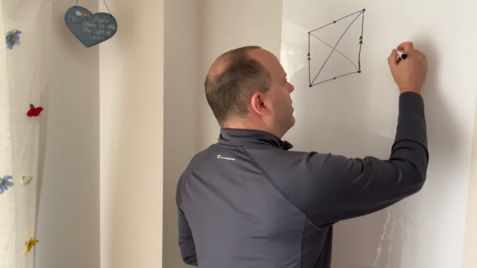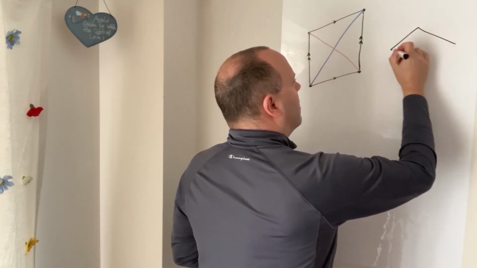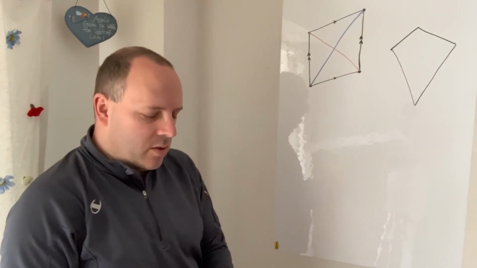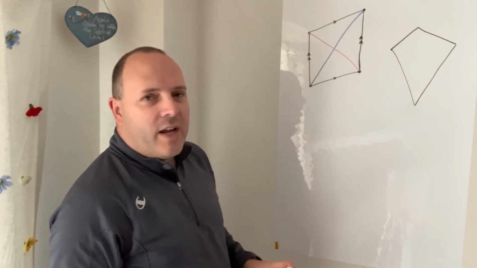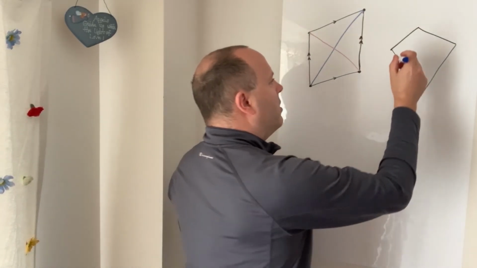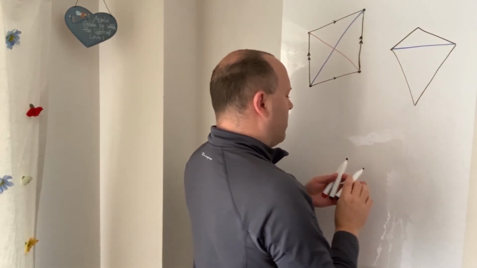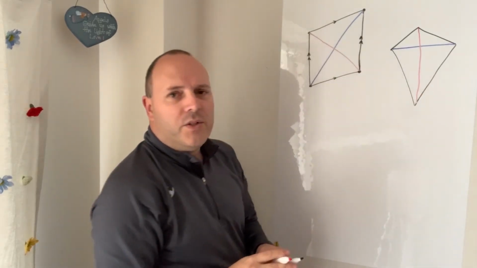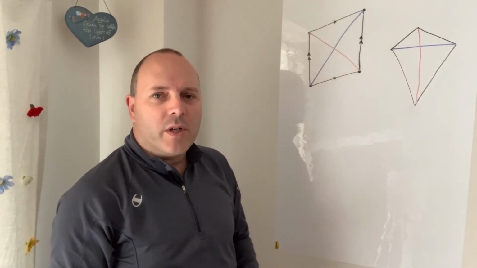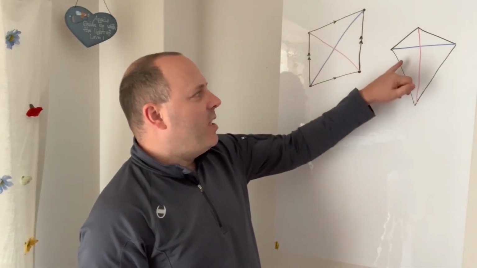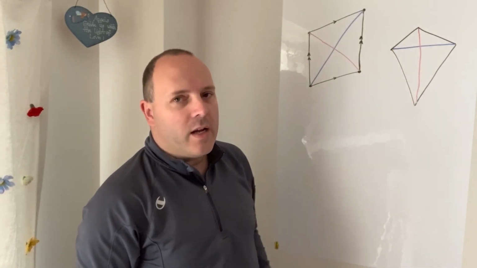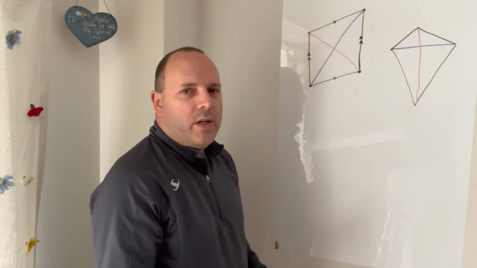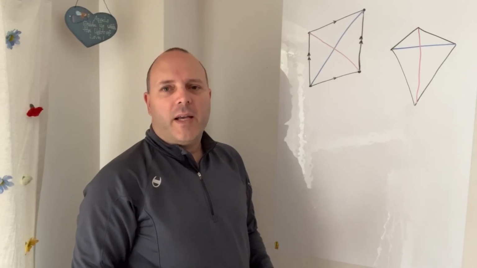Take a kite. And a kite looks a little bit like that. And if I drew diagonals here, just by making my example a little more extreme, it's really easy to see that the blue diagonal is not cutting the red diagonal exactly in half. So it's not always true that the diagonals bisect each other.